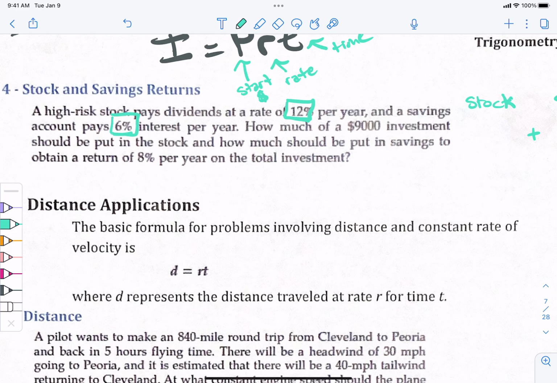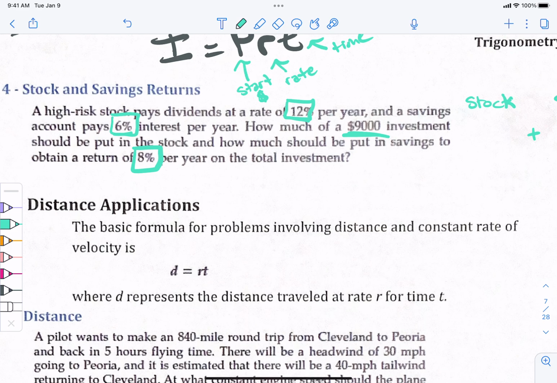All right, so here's the deal. I want to add those two together to give me a $9,000 total investment. So maybe I put 3,000 in one and 6,000 in the other, or 1,000 in one, 8,000 in the other, right? How much should be put in stock, and how much should be put in savings to get an average of 8%?